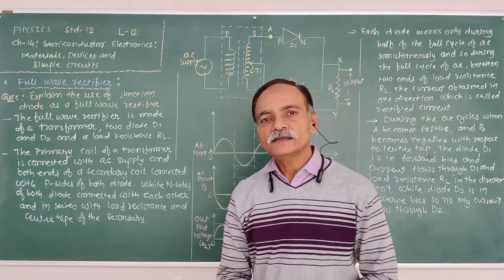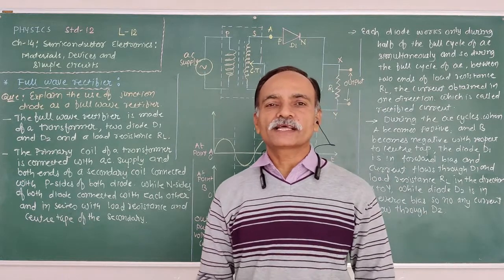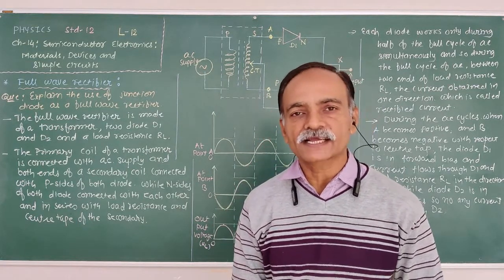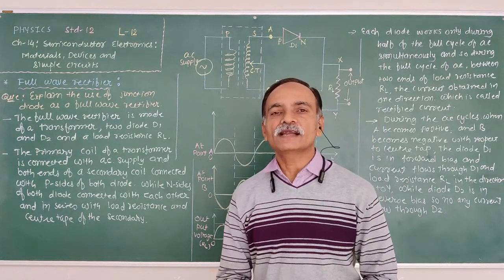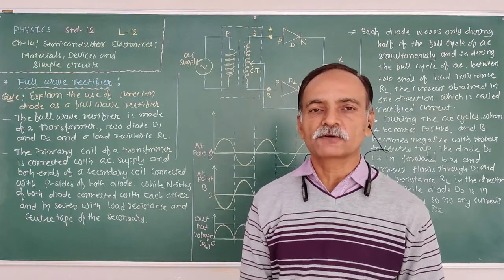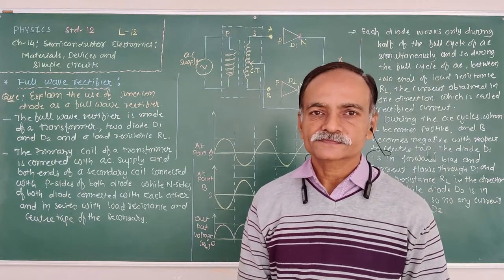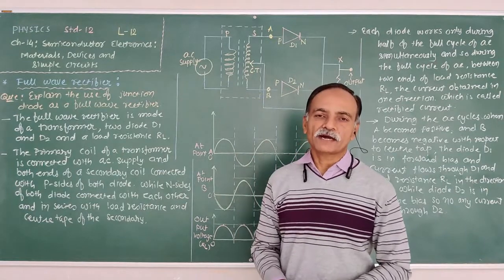So how do we obtain the output voltage across the load resistance during both cycles, the positive half cycle and the negative half cycle of the AC signal? For that purpose, we require two PN junction diodes and a special type of transformer which has a center tap. So today we are going to discuss the full wave rectifier.